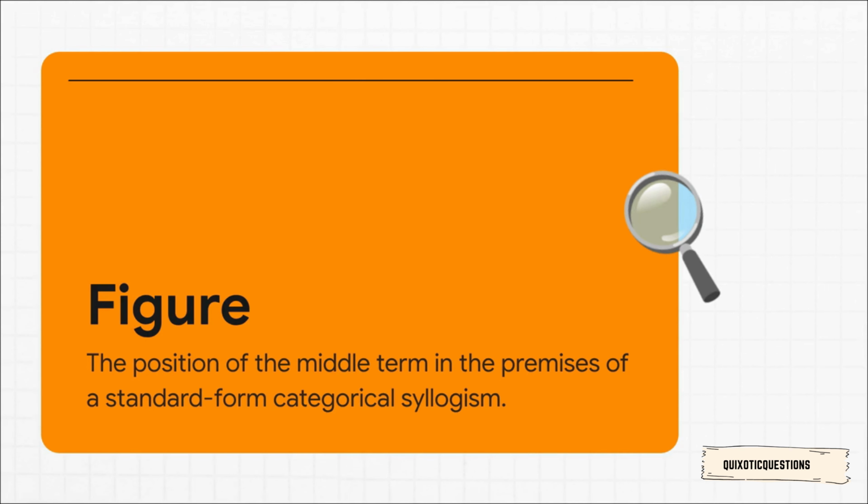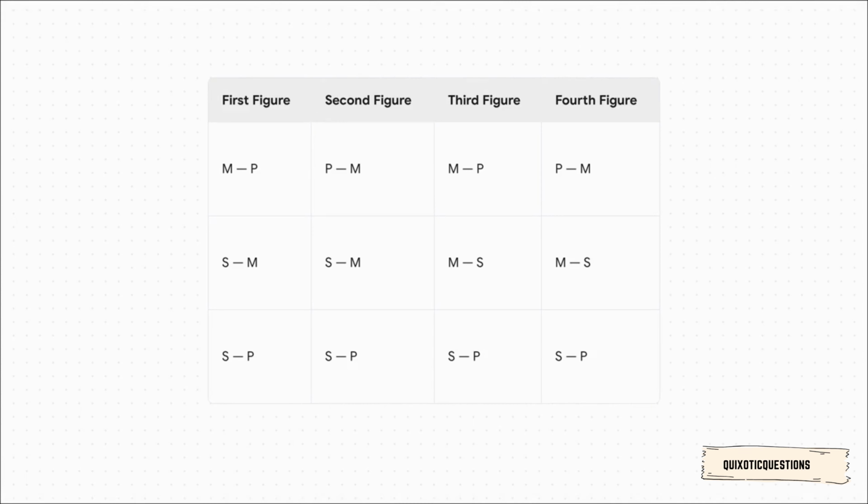Now, the second part of the profile is the figure. So the mood tells us what kind of statements we have, but the figure tells us their shape. And it's all determined by the position of that all-important middle term within the first two sentences. And as you can see from this table, there are only 4 possible ways that middle term, which we label M, can be arranged. So depending on whether M is the subject or the predicate in the premises, we get one of these 4 figures. When you put the mood and the figure together, you get the argument's complete, unique logical fingerprint.